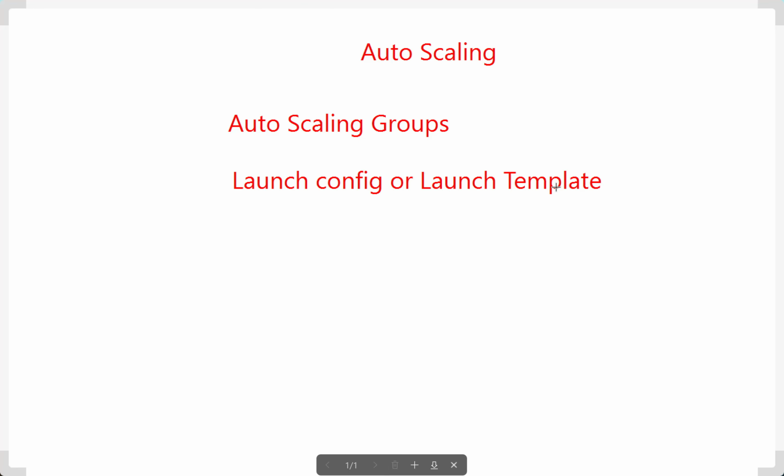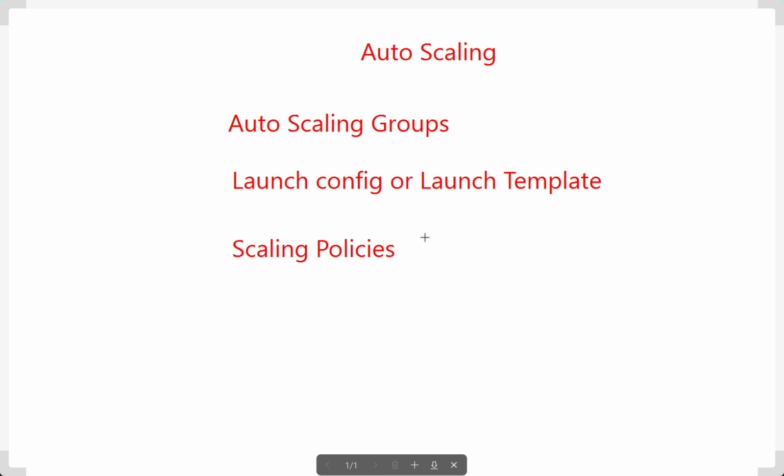The second component is launch configuration or launch template. Now consider, for example, you have one instance for your application. And now if demand increases, it should create one more instance, right? But for that new instance, what should be the instance type, what is the OS, whether it is Ubuntu or CentOS, what are the network settings, what is the security group? We should have all those details, right? So all these details will be defined in a template. That template we call launch template or launch configuration.